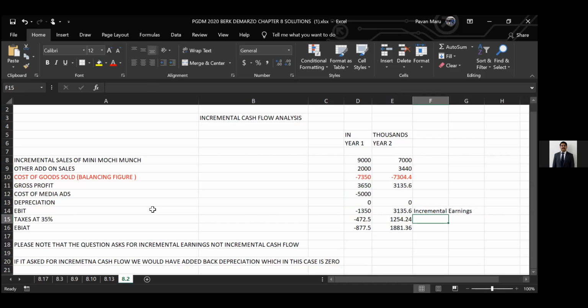Interest and other financing related expenses are excluded to determine project's unlevered net income. So I'll still confirm this once for you all and I'll get back.